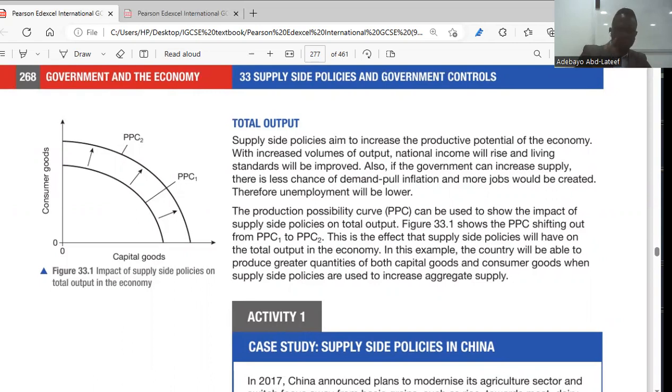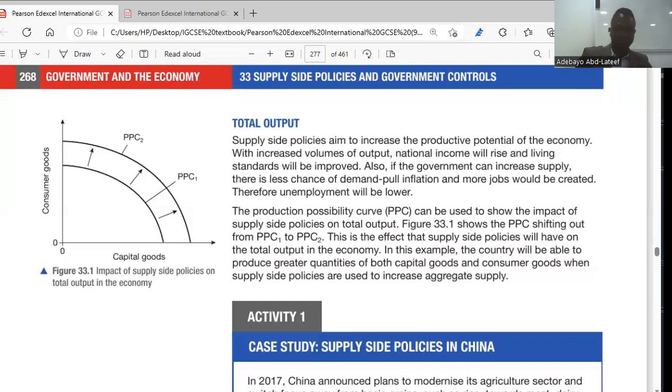Clear. So we go to our total output. They say supply side policies aim to increase the productive potential of the economy. I just talked about the potential here. So with increased volume of output, national income will rise and living standards will be improved. Also, if government can increase supply, there's less chance of demand pull inflation and more jobs will be created. Therefore, unemployment will be lower.